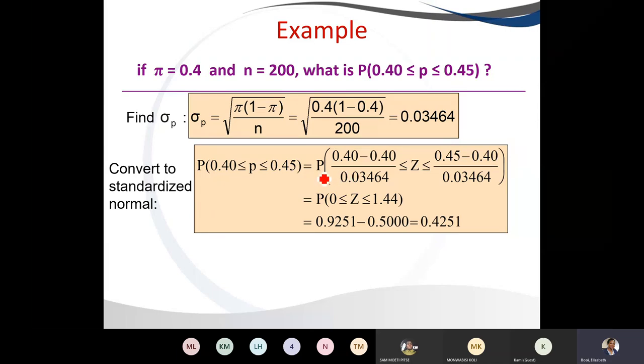And you go to the table. You first find the probability of 1.44 on the table. So you go to the Z table, you look for 1.4 on the left and 0.04 at the top, where they meet, it will give you 0.9251. Then you do the same with the probability of less than 0, which will be 0.00. It will be in your first column. You go to the top, you look for 0.00, and it will give you 0.500. And you subtract one from the other, and the answer you will get will be 0.4251.